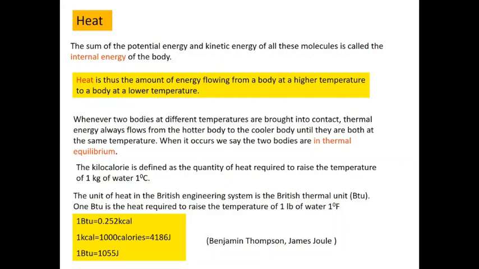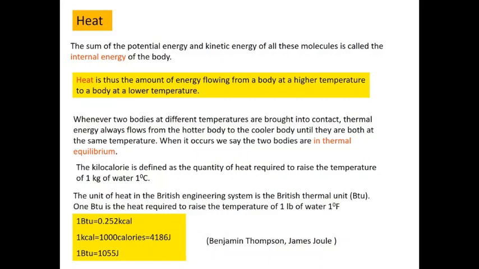So first, James Joule performed an experiment showing that heat has the meaning of energy. We will talk about Joule's experiment later. But according to his experiment, he defined what a calorie is.